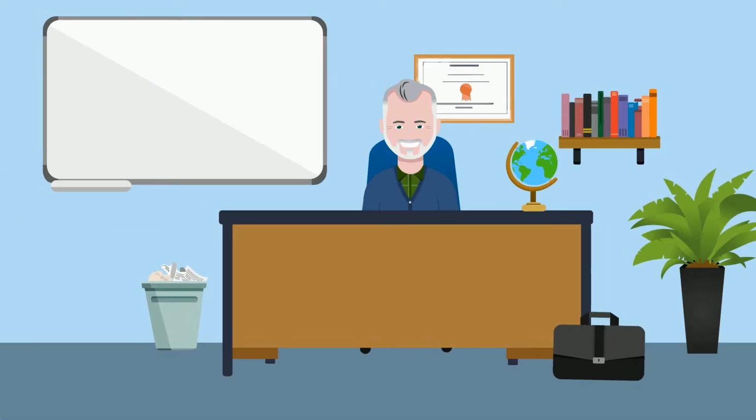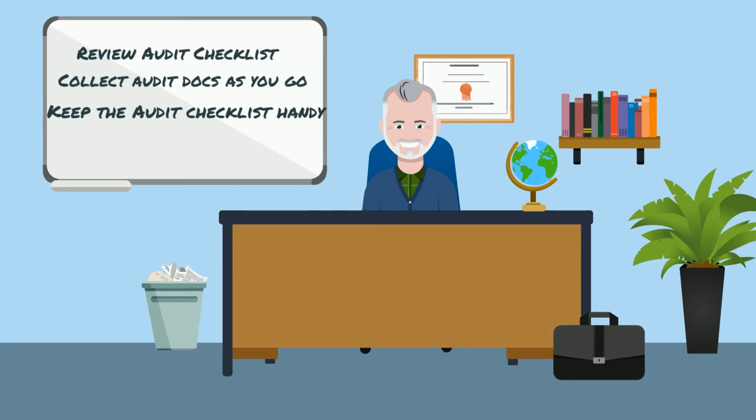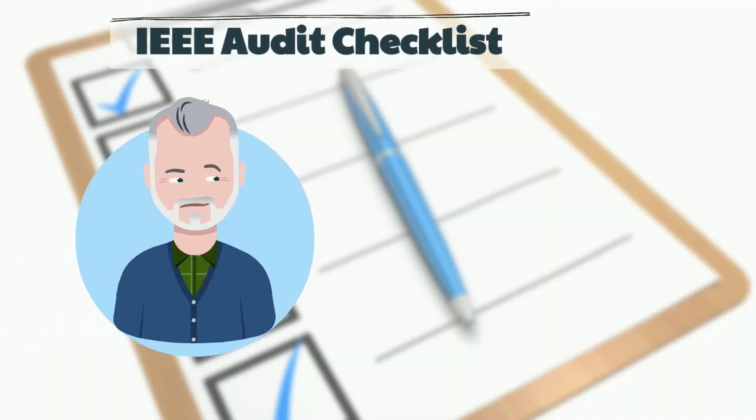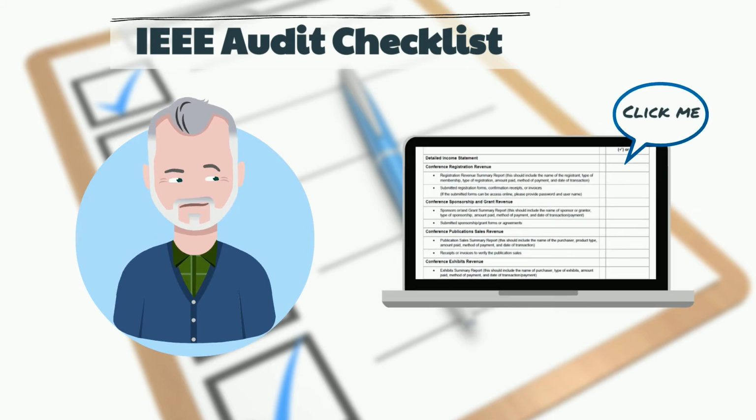You'll want to keep the displayed quick tips in mind throughout the conference financial lifecycle. The most important thing to remember is that every transaction, whether it's revenue in your conference being received or expenses being paid, must have documentation supporting that transaction. The IEEE audit checklist can be found online at the IEEE audit page or by clicking the indicated area on this screen.